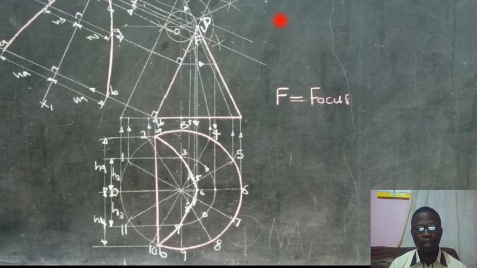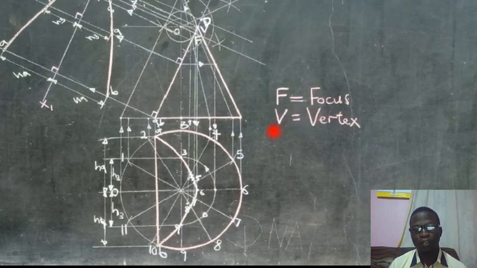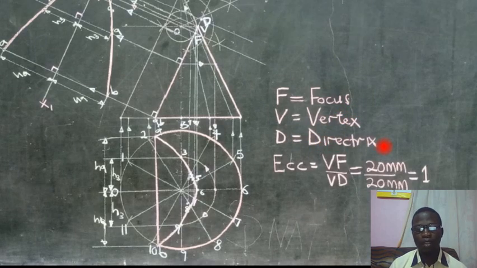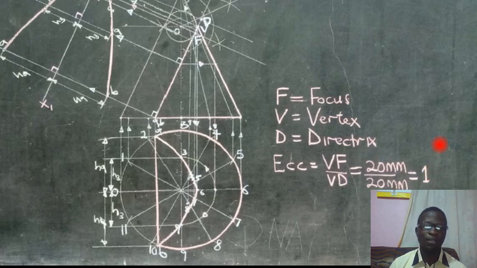Now, let me guide. F in the question represents the focus, V represents the vertex, D represents the directrix. Then we can get the eccentricity of the parabola from the principle that we have eccentricity as VF divided by VD. But our VF is equal to VD, so we have 20 millimeters over 20 millimeters, which is equal to 1, and that is the parabola.